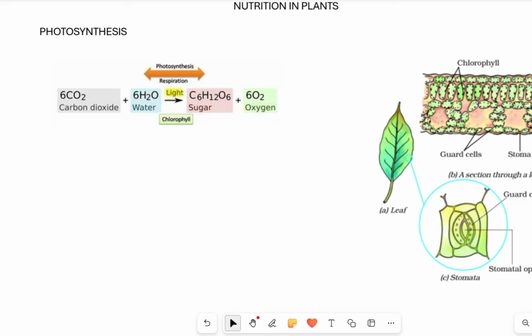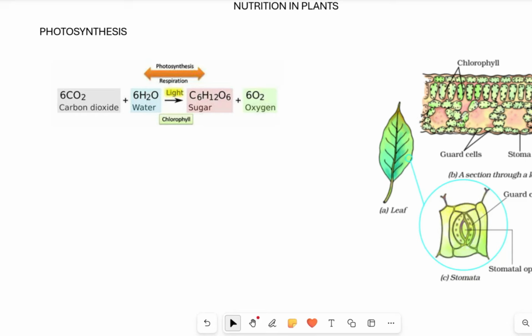As I told you, H2O gets dissociated into hydrogen and oxygen, and then this H2 combines with carbon dioxide, and then it forms the sugar and releases out the oxygen.